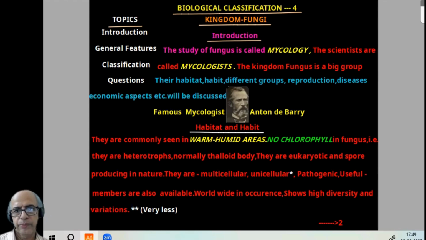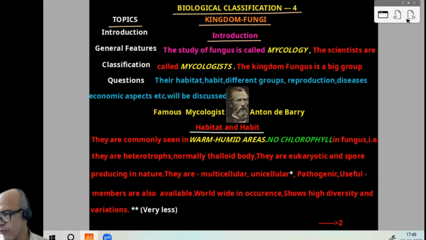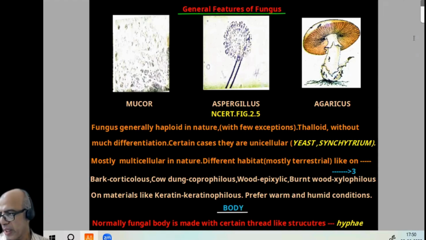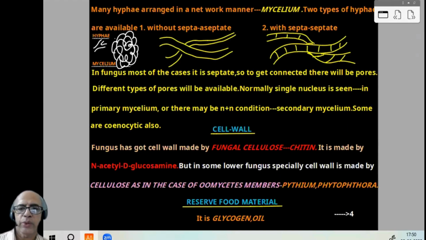Worldwide occurrence. Pandemic. Now, general features of fungus. 3 NCERT diagrams: Whittaker, Aspergillus, Agaricus. Then, normally haploid in nature, again some exceptions like N+N. Thalloid without much differentiation. Single-celled fungus: yeast. And syncytium. Majority multicellular. Mostly terrestrial, and areas where they can be seen are bark, cow dung, wood, burned wood, keratin, etc. Then warm and humid condition. Then the body is made of tube-like or thread-like structures called hyphae. Many hyphae arranged to form mycelia.